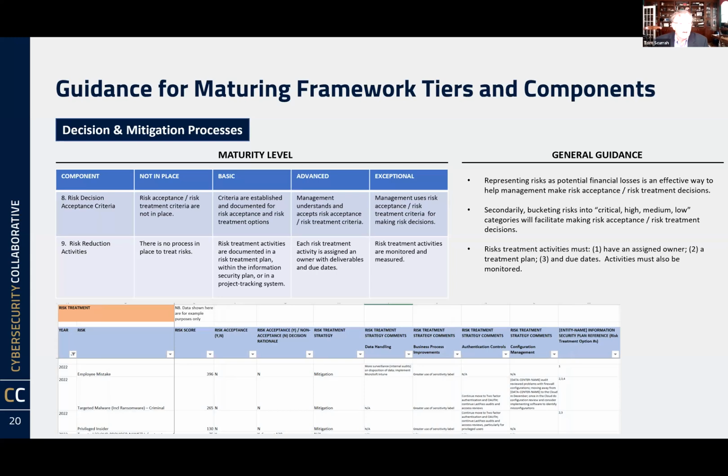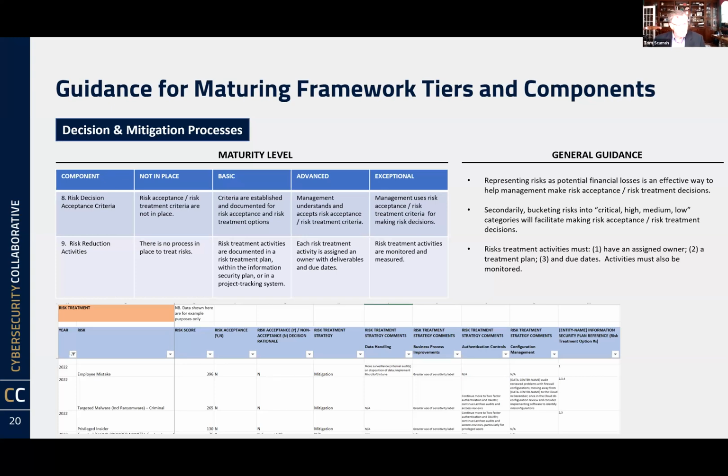And this is a little detailed chart, but this is an actual example of a company using it. What they did is they looked at the risk. They had a risk score. They did set a number on this one, but they discussed it. Yet we know that employee mistakes are our biggest risk here, and targeted malware is. And then they grouped their treatment into different strategy components like data handling, business process improvements, authentication controls, configuration management, et cetera. And that informed the decision discussion. So again, it's important that you do this, you elevate it to management, and you make the decisions.